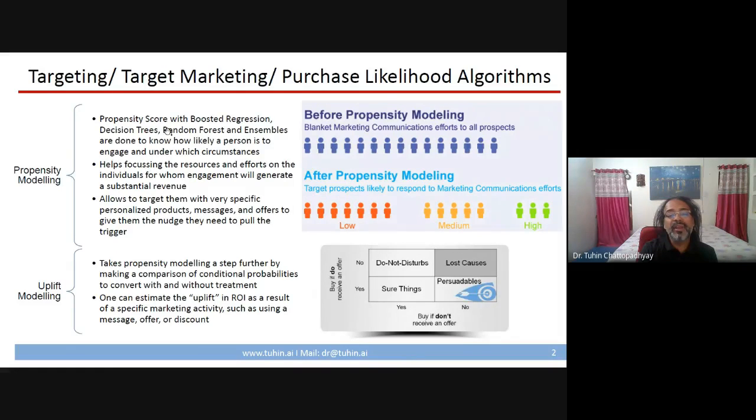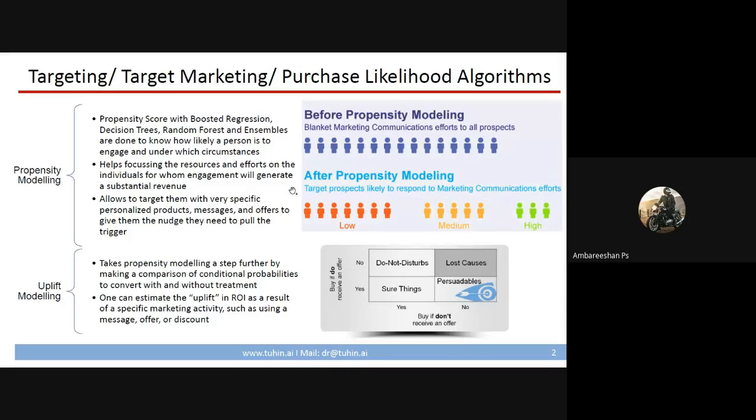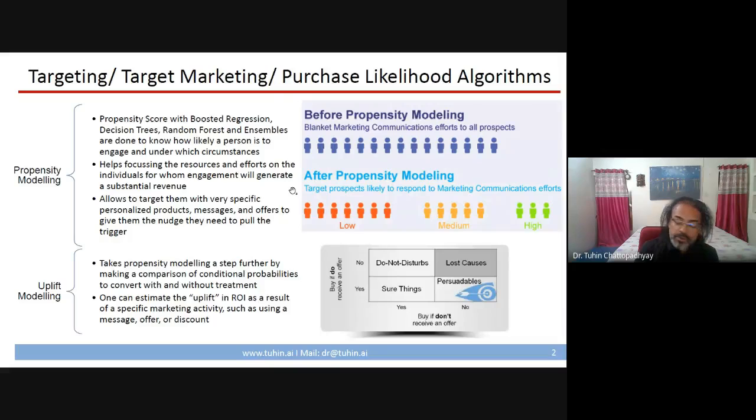Am I clear with this propensity modeling part? Yes, sir. So what is going to be the dependent variable for this model? Who is going to tell me? Quick, real fast. I've got hardly 12, 13 minutes. What's the dependent variable? You know there could be different kinds of dependent variable, right? I mentioned boosted regression, decision tree, random forest, ensembles. What should be the dependent variable?